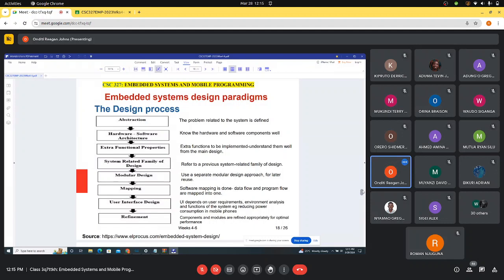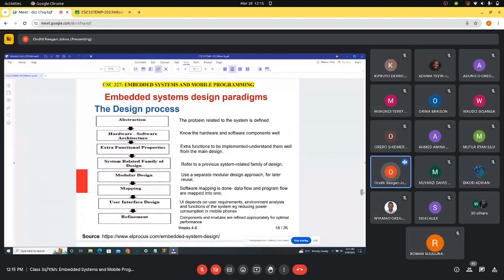part of it. Modular design: use a separate modular design approach for later reuse. Mapping: software mapping is done, data flow and program flow are mapped into one. User interface design: this depends on user requirements, environment analysis, and functions of the system, e.g. reducing power consumption, mobile and so on. So refinement: components and modules are refined appropriately to optimize performance.